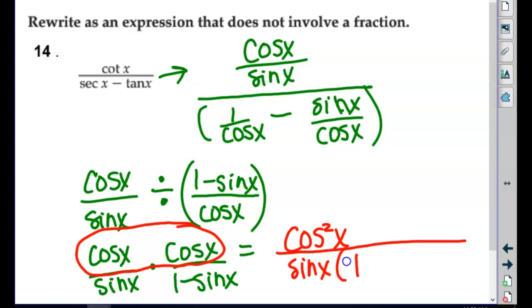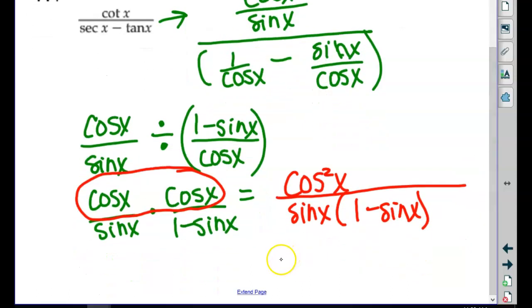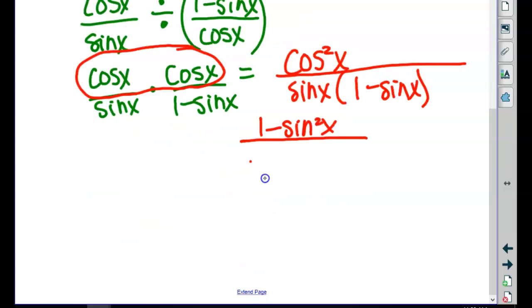We have in the denominator a sine and a 1 minus sine. We could FOIL that together, but what could we trade cosine squared for? 1 minus sine squared, right? So if we had a 1 minus sine squared on the top, we don't have a 1 minus sine squared on the bottom. Can I cancel the 1 and the sine? No, they're glued together, but what could I do to that top?